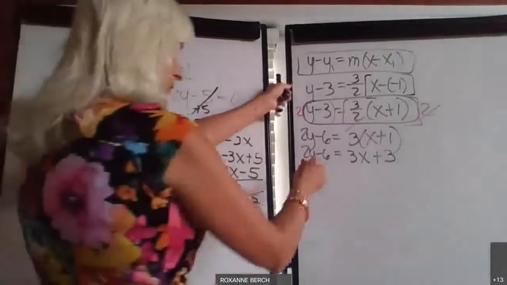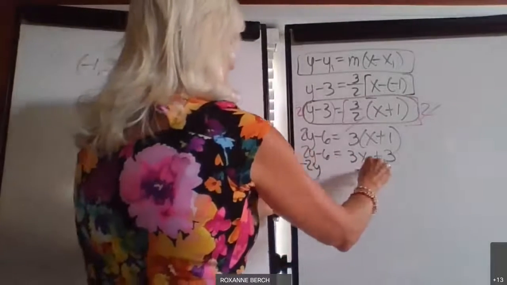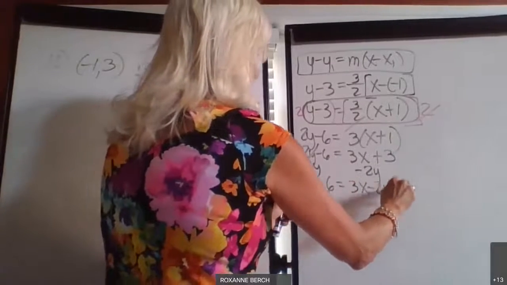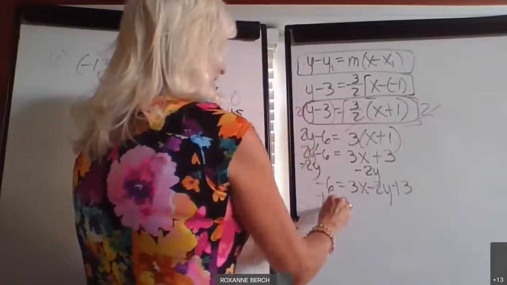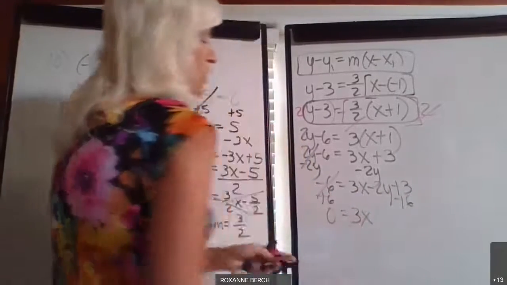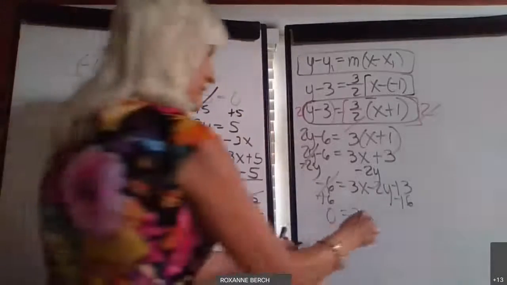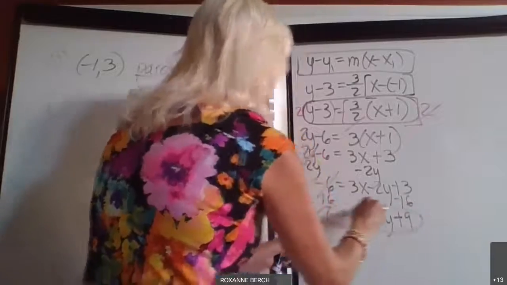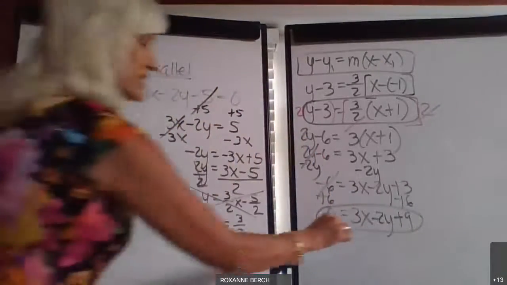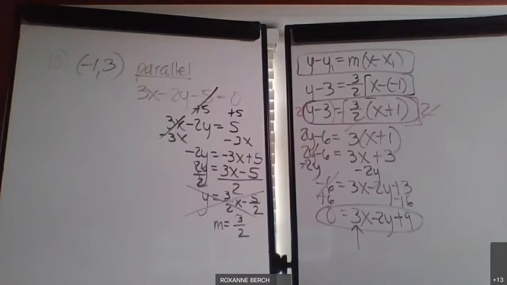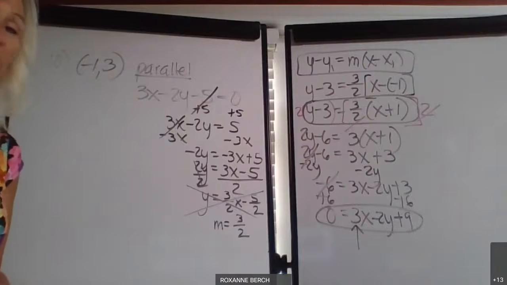So here's what I'm going to do. I'm going to subtract 2y from both sides, and I'm going to add 6, because in general form, you want the x to be positive. So this would be 2y plus 9. So that's when you put everything on the right side or the left side, and this is positive, that's general form. So let me just check the answer. It's 3x minus 2y plus 9 equals 0.